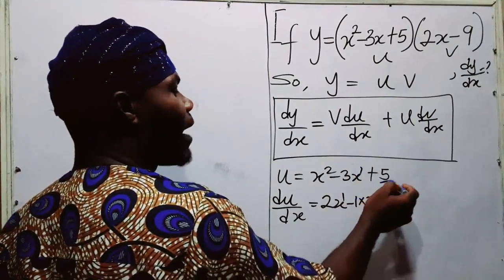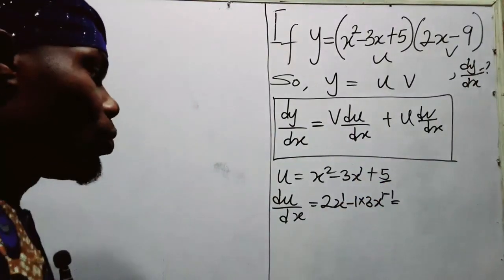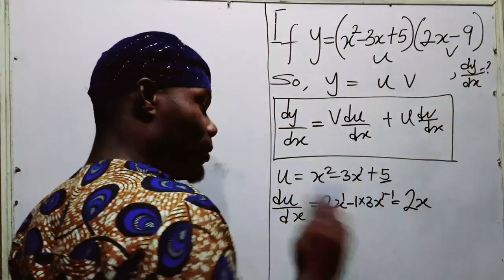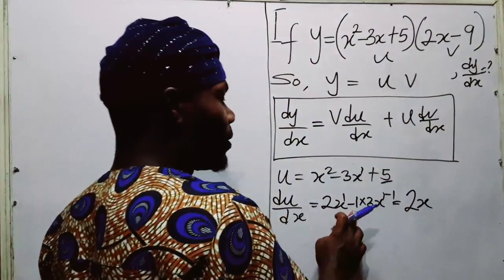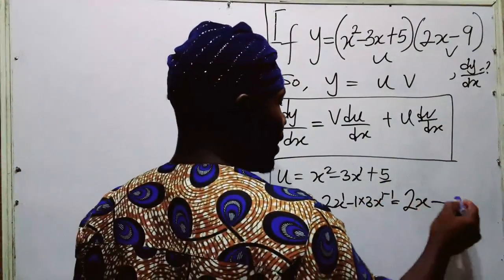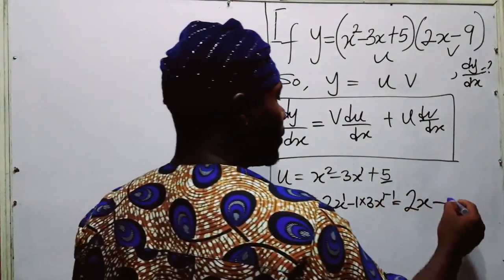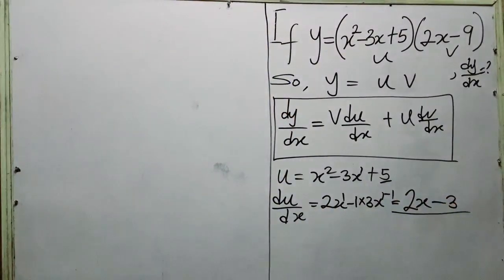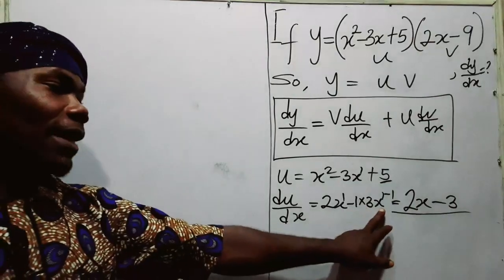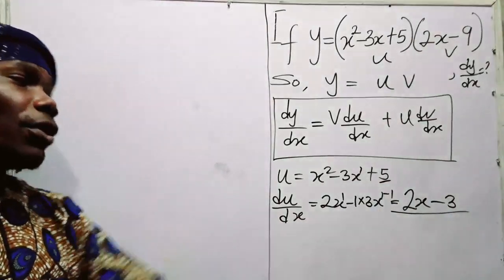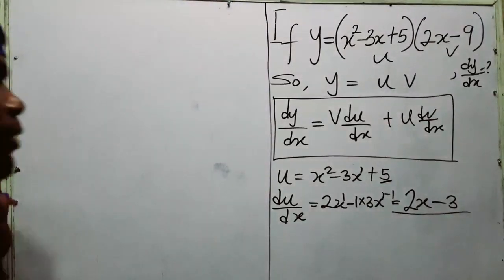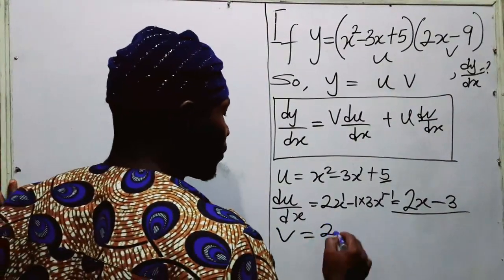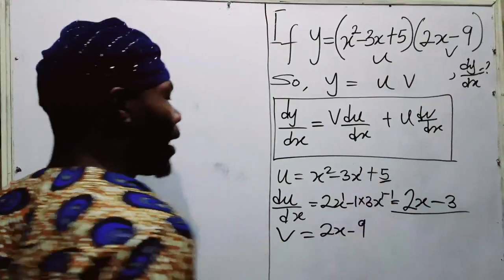The 5 is constant, so it will go. Therefore we have 2x raised to power 1, which is the same thing. The minus is there, so this is 3 times x raised to power 0, which gives you 3, because x raised to power 0 will surely give you 1. So what's the value of v now? The value of v is 2x minus 9.